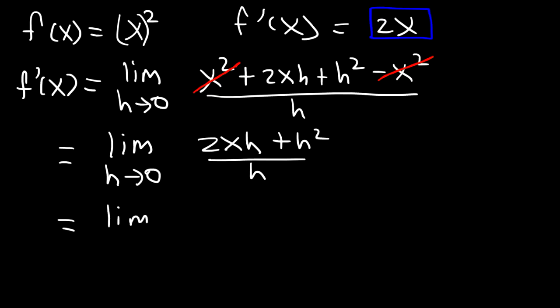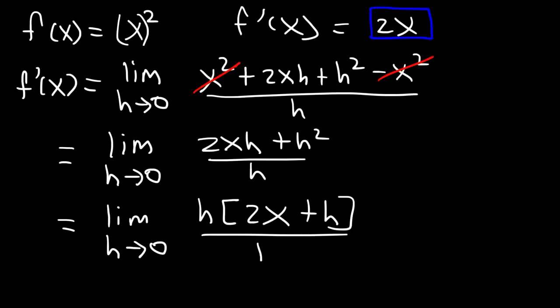At this point, we need to take out an h. If we do so, it's going to be 2x plus h. And notice that we can cancel the h on the bottom. Once that h disappears, we can now plug in 0. Before we can't, because we'll get a 0 on the bottom.